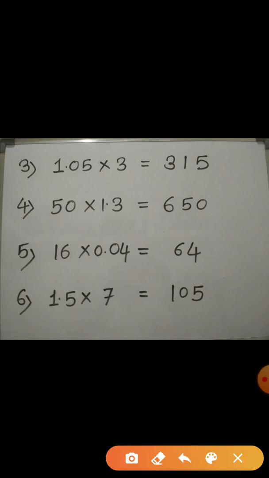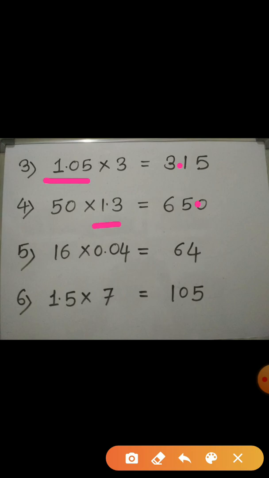Now coming to the third example. Here decimal number have again two decimal places. So product will also have two decimal places. So decimal point will come here. So answer will be 3.15. Now the next one. In this example decimal number have one decimal place. Therefore product will also have one decimal place. Hence point will come here. Hence the product will be 65.0, which is same as 65.